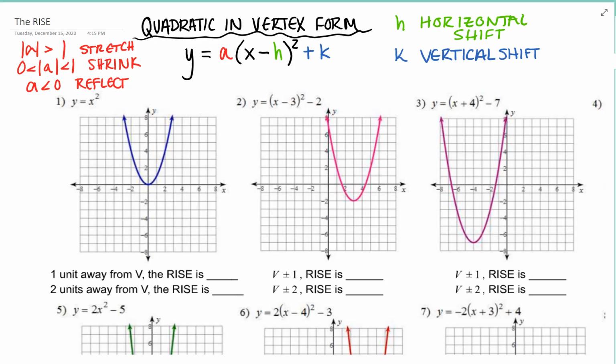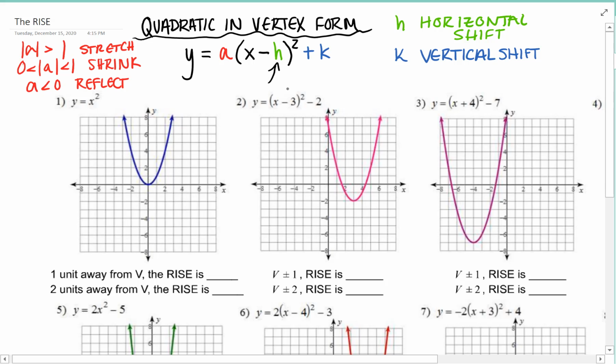So we've been talking about quadratics in vertex form for a little while now, and here is the form that we have. The vertical stretch or shrink is given to us by A. If A is between 0 and 1, then you have a shrink. If it's greater than 1, you have a stretch, and if there's a negative in front, then you have a reflection.